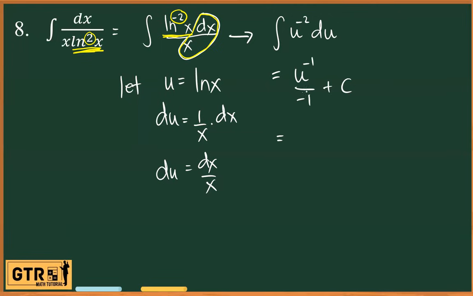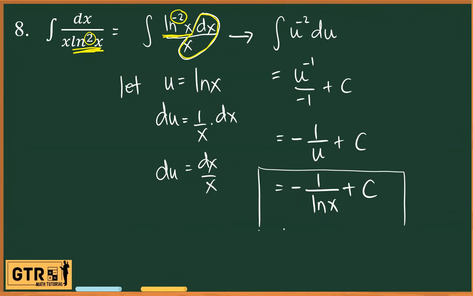Let us simplify and put the negative exponent back in the denominator. Therefore we have negative 1 over u^1, or simply u, plus c, and then put back the value of u, which is ln x. So we have negative 1 over ln x plus c. This is our final answer, negative 1 over ln x plus c.